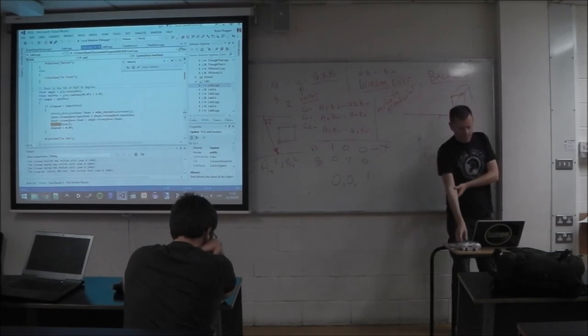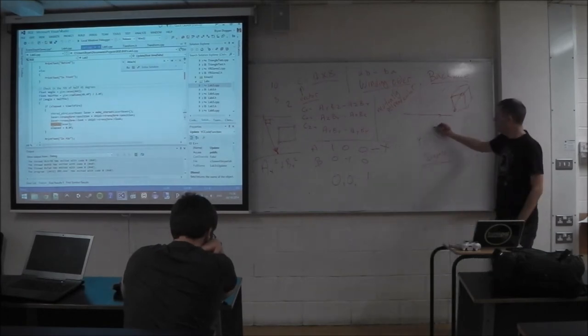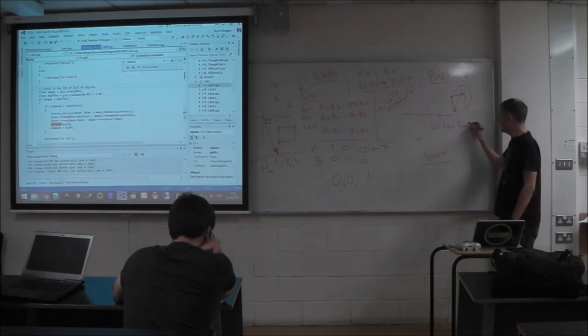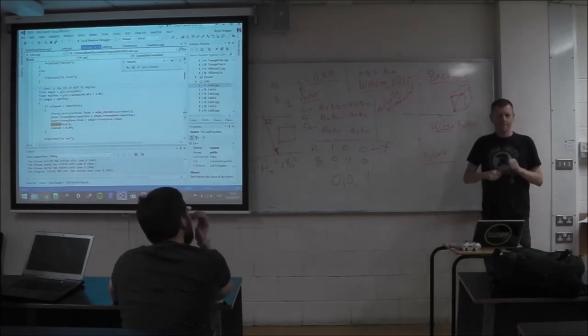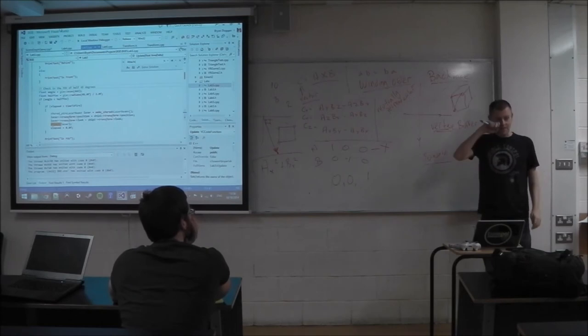What's a vertex buffer, by the way? I mentioned that term a few times. And what's a vertex? So first of all, what's a vertex? It's a line. It's a point. It's a point in 3D space.